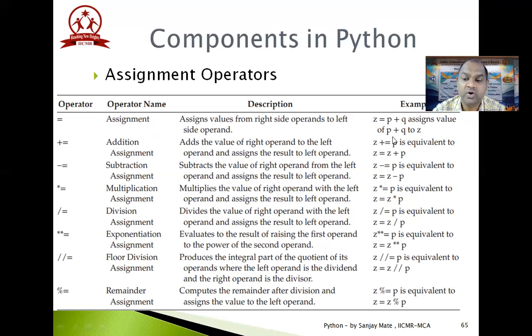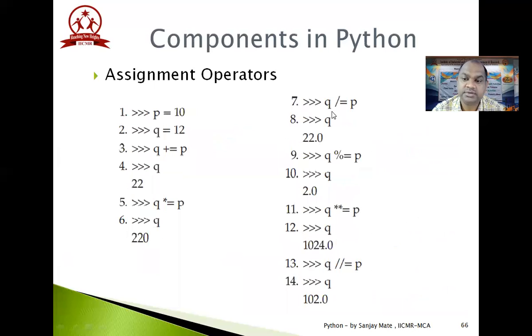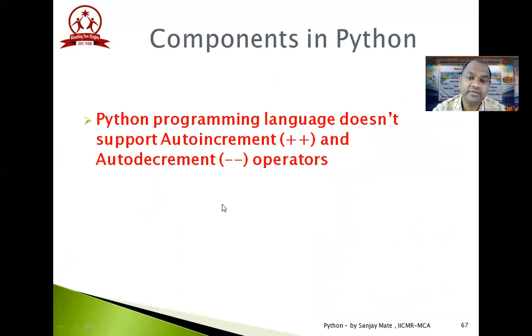So all these arithmetic operators we can combine with equal to and get the expressions. Here I have shown you some examples: q slash equal to p, q mod equal to p, q double star, that is exponent, equal to p, q slash slash equal to p. This is the syntax for using the assignment operator. This is very important, therefore I kept this written in red.